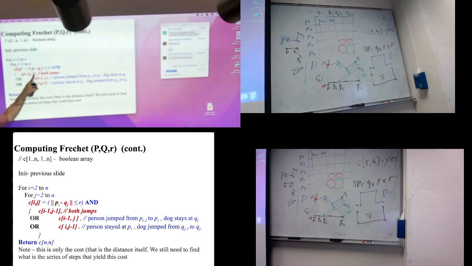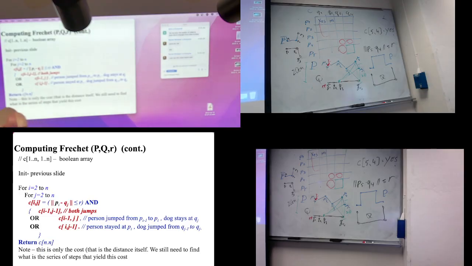And you can do the whole step. The yes here means yes. A leash of length R will fit this type of trip. If C[i-1][j] contains yes, it means the person jumped from p(i-1) to p(i), and the dog stays at q(j).